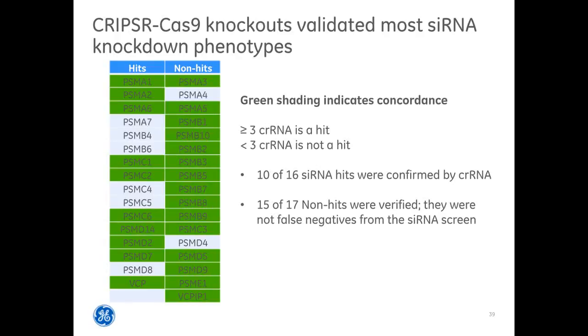Okay, since I'm not going through every gene, I just wanted to provide a summary of what the results looked like. So everything in green on the table is a gene that had concordant phenotypes between the siRNA and the CRISPR RNA. So 10 of our 16 hits were confirmed, and 15 of the 17 non-hits were verified as non-hits in this assay. Now, there are probably a few different ways this can be interpreted, but we really feel that in general this is a very logical extension of the RNAi screening workflow.